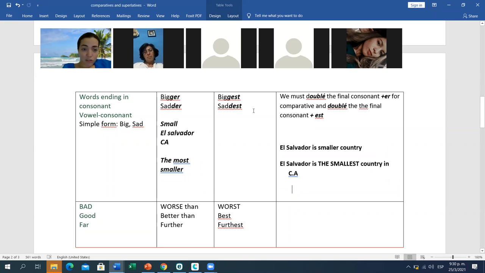Now, how are you going to do with comparatives? El Salvador is, Ana, ¿cómo sería si quiero comparar Panamá con El Salvador? El Salvador is smaller than Panamá. El Salvador is... smaller country than Panamá. No, smaller country no, lo he hecho mal. Is smaller than, así que estamos. Smaller than Panamá.